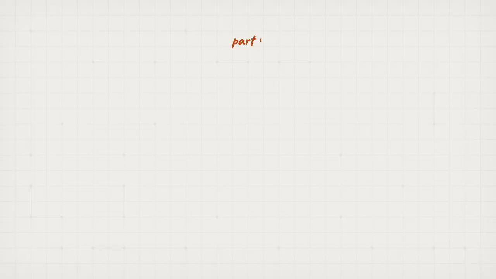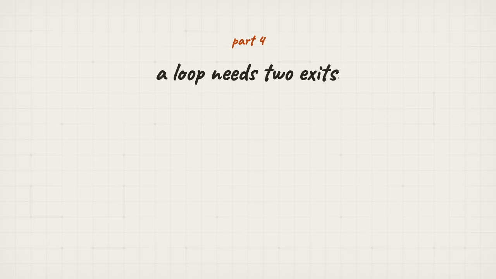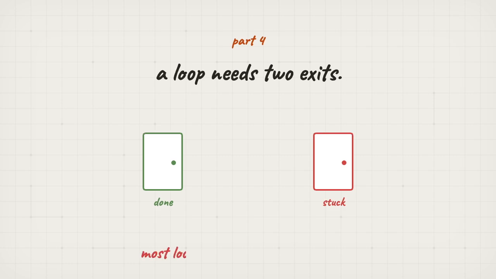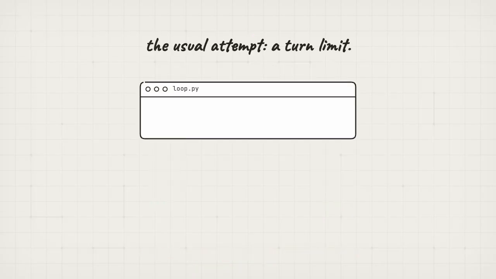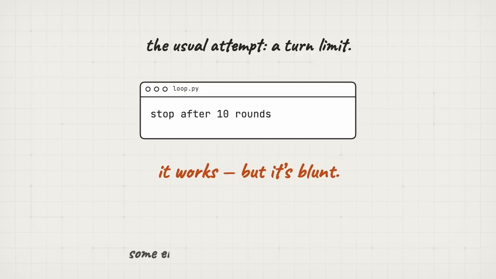Now, the fourth part, and for this one, go back to part 1 for a second. In part 1, you gave your loop an exit for when it's done. But a loop needs two exits, one for done and one for stuck. Most loops only ever get the first one. The usual attempt is a turn limit, stop after 10 rounds. It works, but it's blunt.